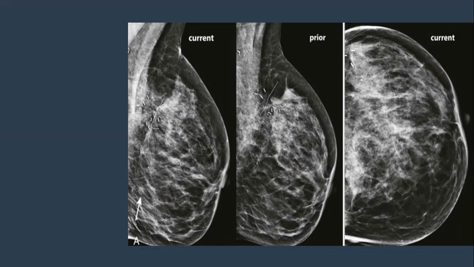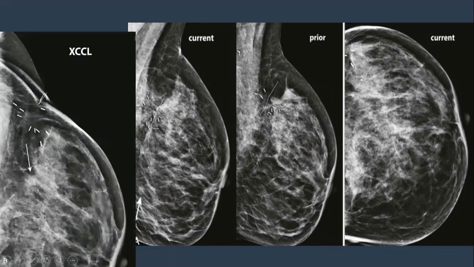So I need to clarify this area. It is not very clear in the CC view. So they did an extended lateral view, because the stitches are here and most of the stitches are posterior, not shown. By doing the extended lateral view, the arrow demonstrates here a focal asymmetry, which is new, not seen in the previous study. So at the site of lumpectomy, this will be a sign of recurrence.